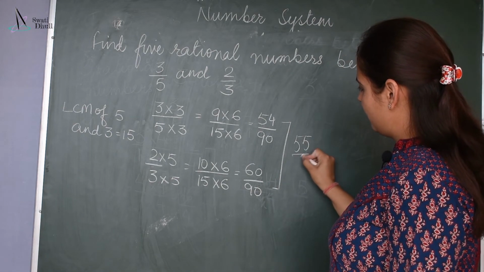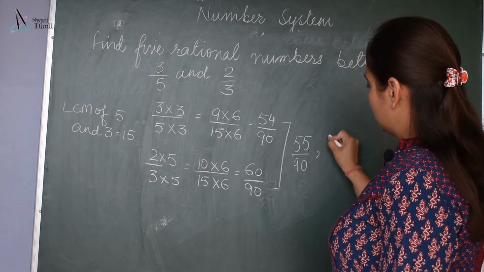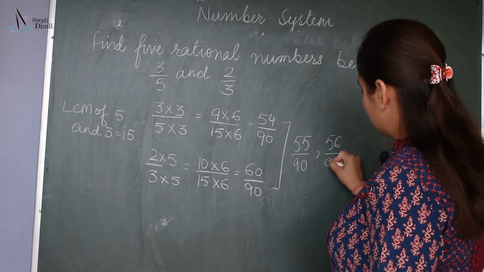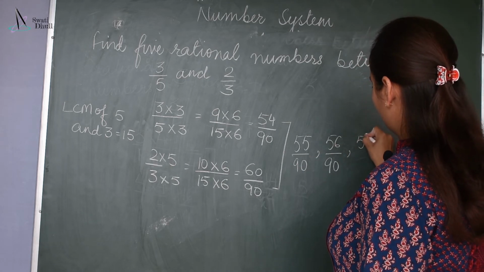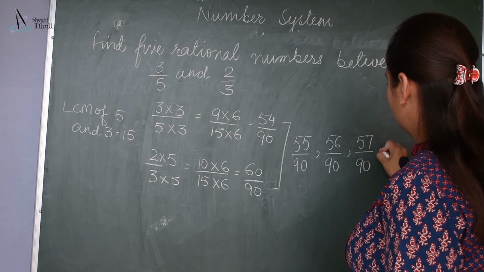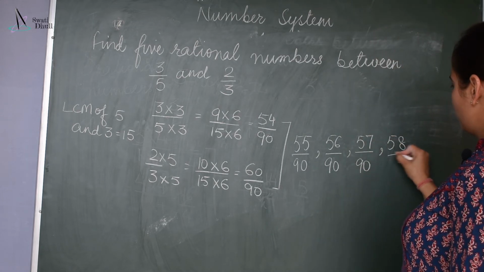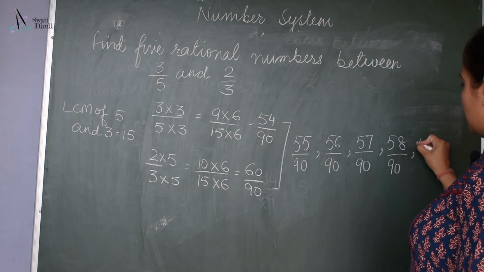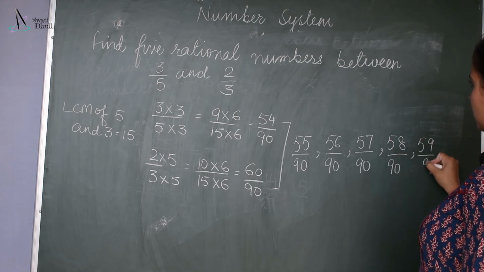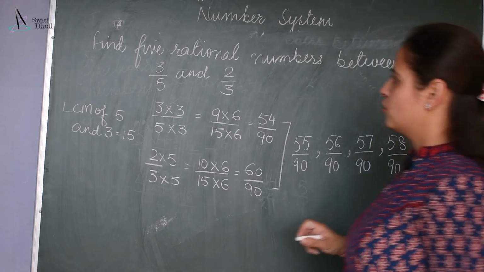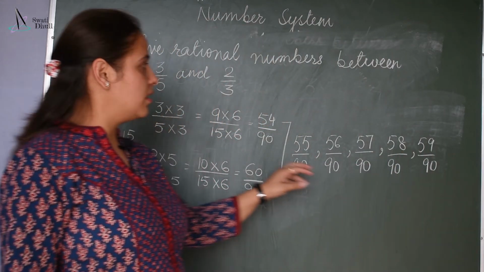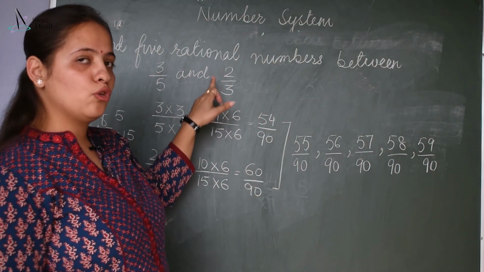Can I write the rational numbers between these two? They are 55 upon 90, 56 upon 90, 57 upon 90, 58 upon 90 and 59 upon 90. So these are the 5 rational numbers between 3 by 5 and 2 by 3.